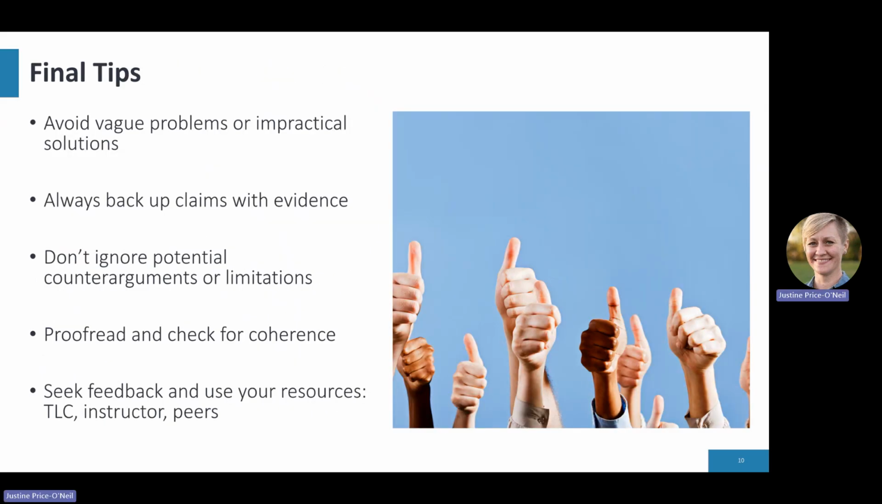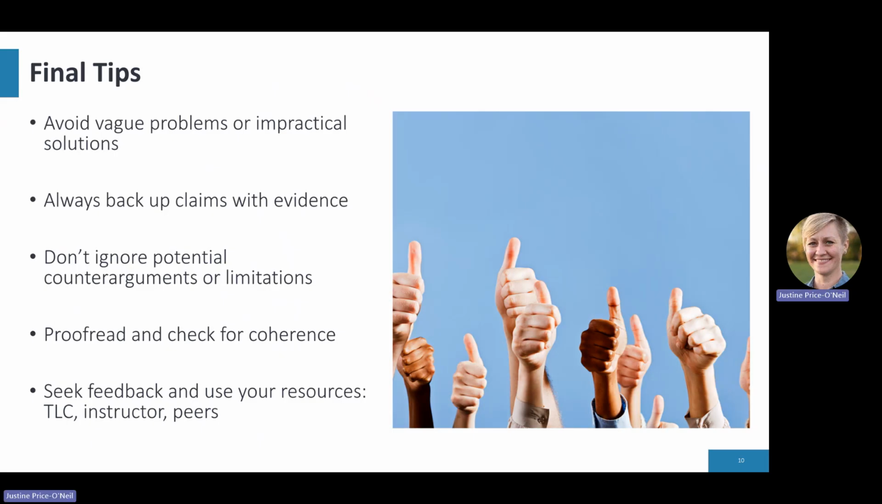Okay, some final tips to keep in mind to be successful with a problem solution essay. Make sure that you're avoiding vague problems or impractical solutions. You want to make sure that your description of the problem is very specific and detailed, and that your solution is something that could be done effectively.